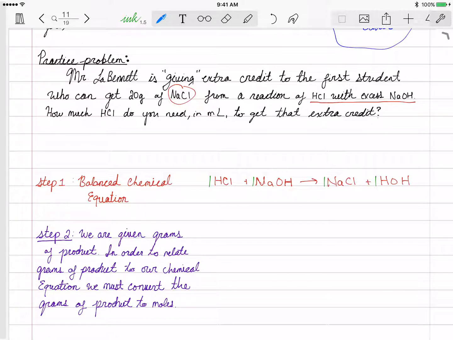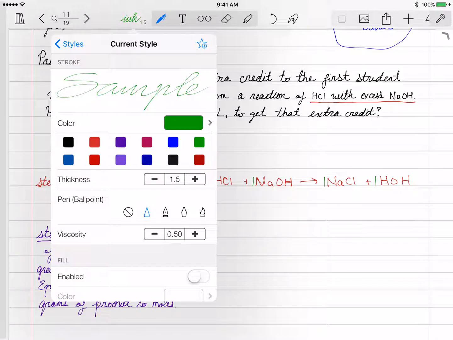And so we're given grams of product. Mr. LeBennett lets us know, I want you to come back, and when you put your product on that scale, you better say 20 grams. And so, okay, well, I need to figure out how much hydrochloric acid I need, right? But first, in order to relate that to our recipe or our equation, we have to do 20 grams, and we have to convert that to moles because our coefficients do stand for moles.